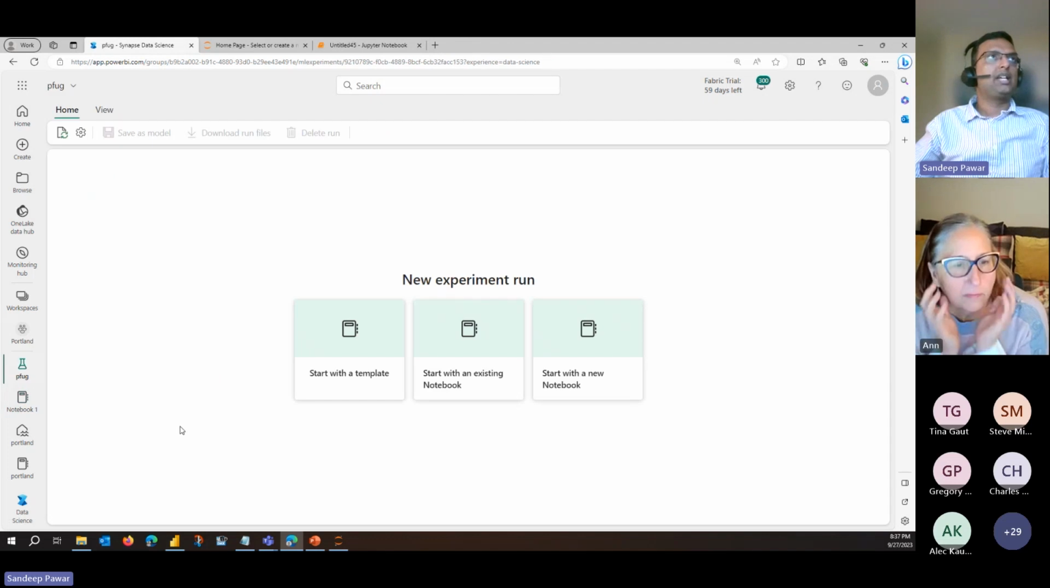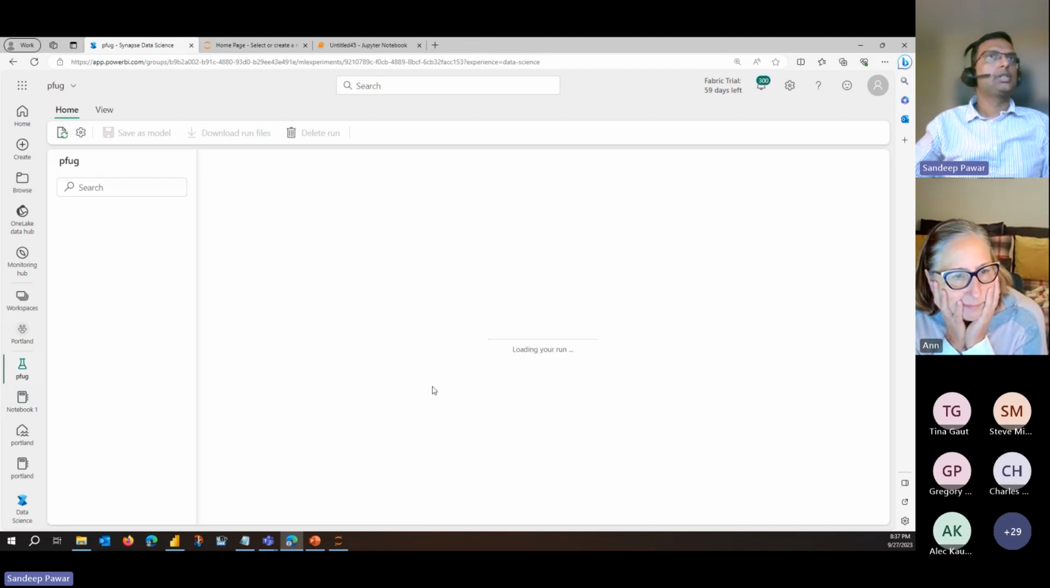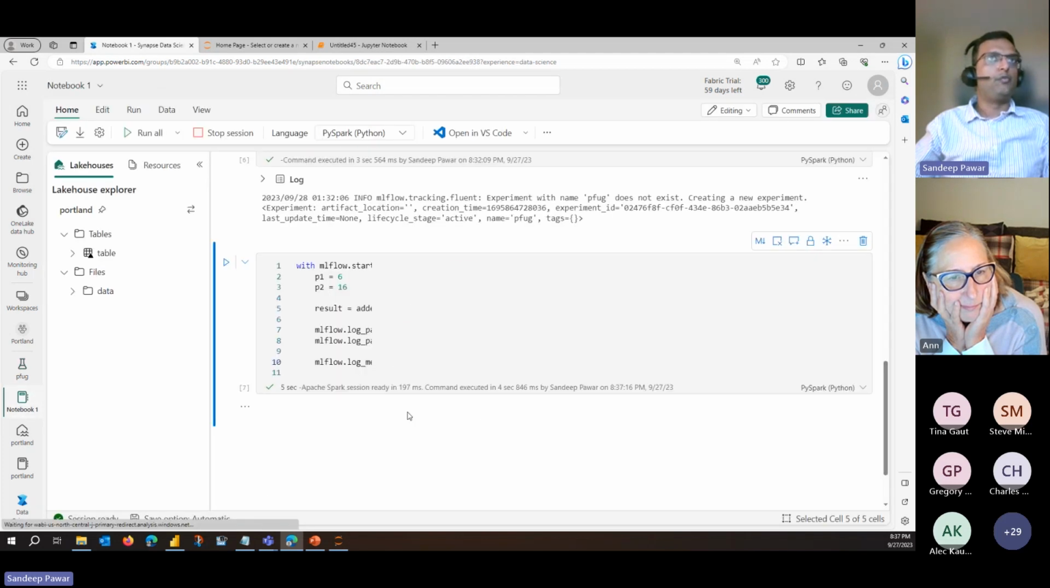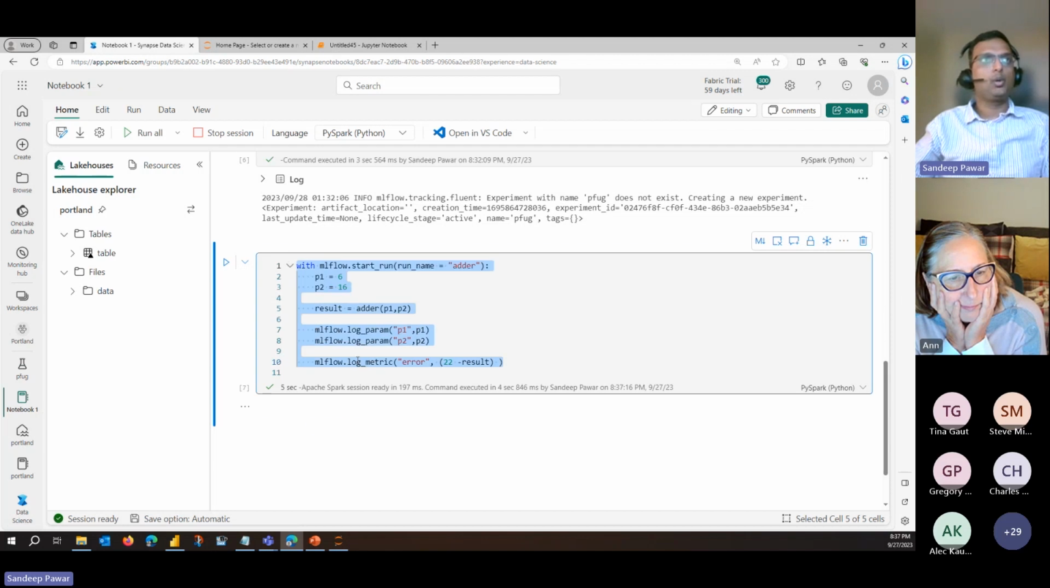If I go to my experiment now and then refresh, you shall see that I have my first experiment or run that I created, the adder. And what does adder have? Adder has P1 value that I logged 6, P2 value that I logged as 16, and then the error that I got was 0.